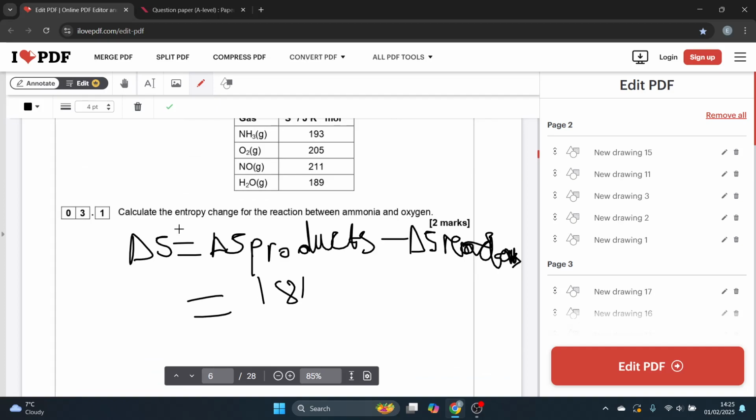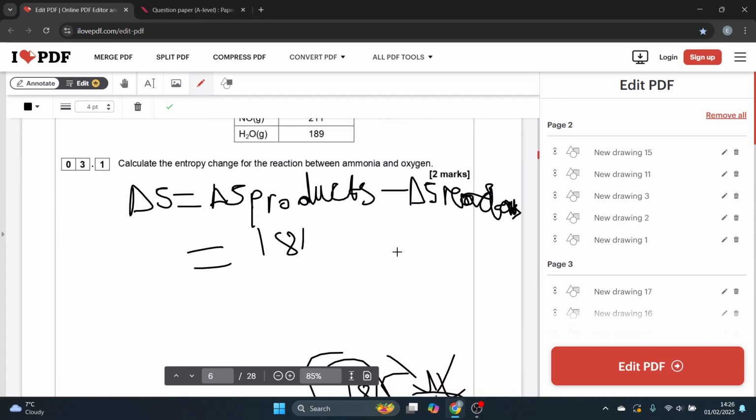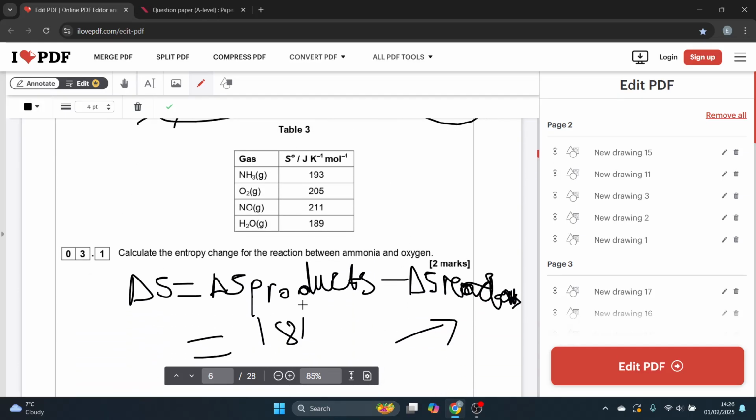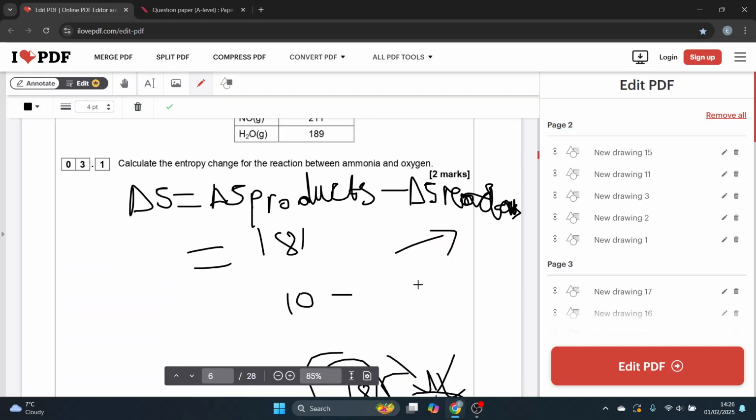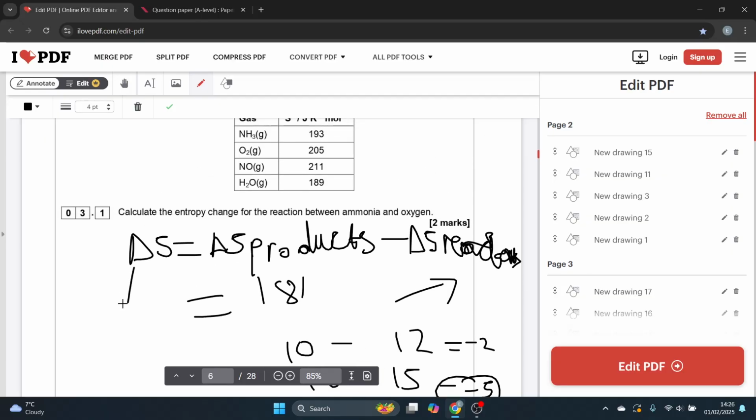And now entropy change is entropy of products minus entropy of reactants. Now if I've got more reactants and the entropy of reactants increases, well, for example, it's like 10 minus 12, but instead this 12 now becomes 15. What happens is instead of getting minus 2, I get minus 5. So I get a more negative entropy change.